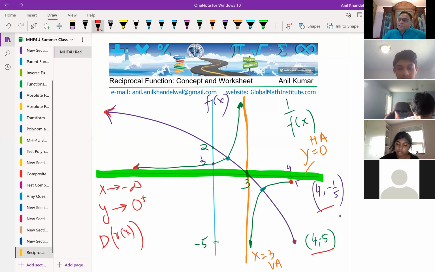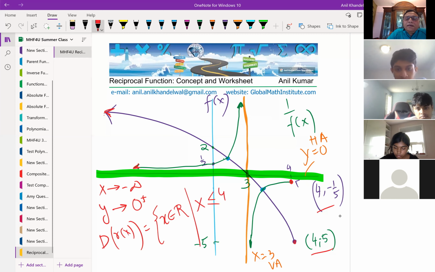Okay. So we don't have the equation, but we can think what it is. What is the domain of this function? Can you tell me the domain of this function? x belongs to real numbers. What are the restrictions? One, x is less than or equal to 4, correct? And x is not equal to 3.